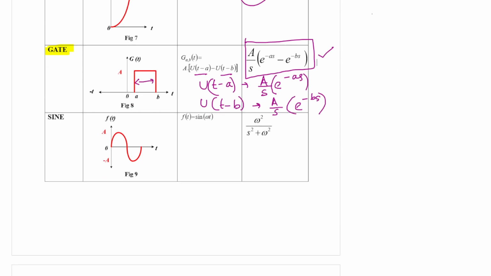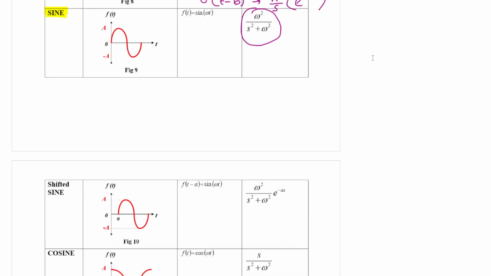Now very important, the most known form is the sine wave. If we have a sine wave, sin(omega t), its Laplace transform will be omega divided by s square plus omega square. And if it is a shifted sine, then it should be multiplied by this factor.